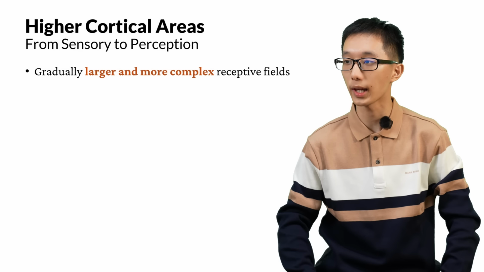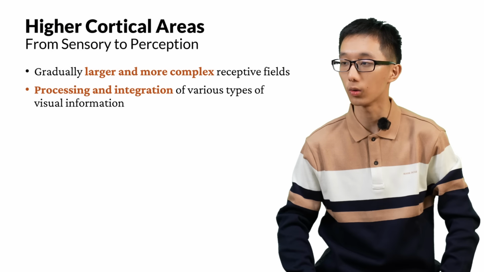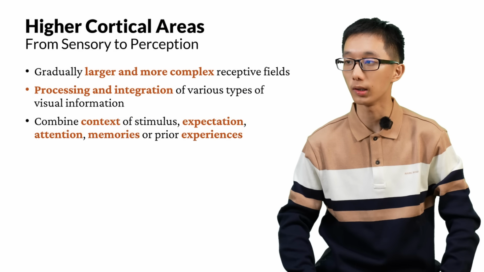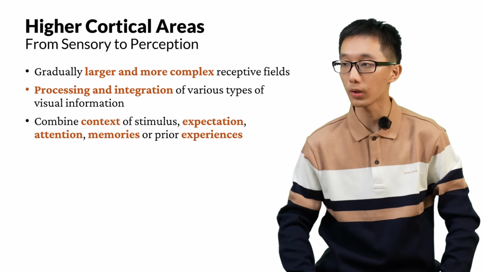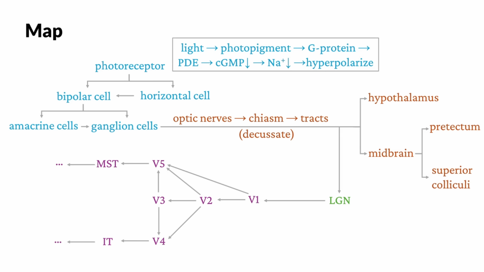Firstly, from the retina to the thalamus to the cortexes, we have gradually larger and more complex receptive fields. This helps us deal with more complex information. We also have a process and integration of various types of visual information as we go along the pathways. And finally, we combine context of stimulus, expectation, attention, memories or prior experiences all together to form our perception of a sensory stimulus. This is the complete map of the visual pathway.